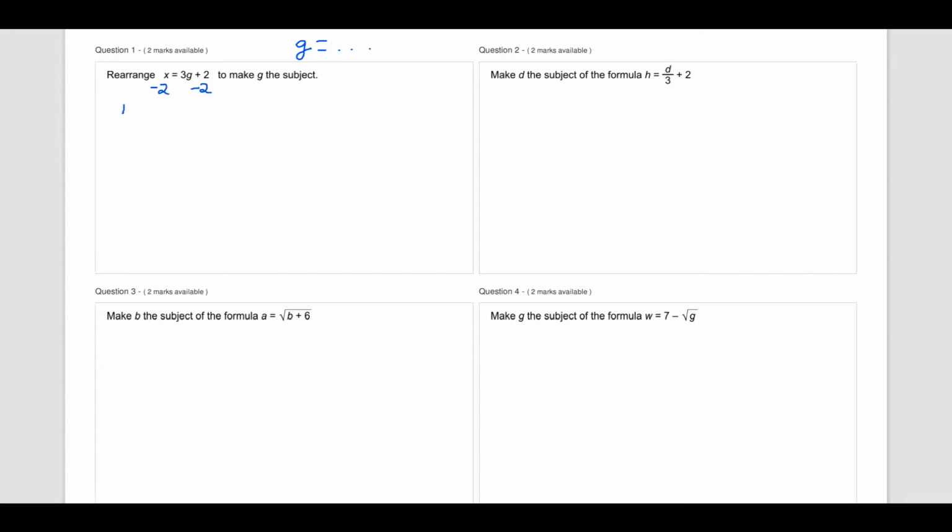So when I've done that, on the left-hand side of my equation, I now have x minus 2. On the right-hand side, I now have 3g, because obviously 3g plus 2, take away 2, is just 3g. So I can write this as 3g is equal to x minus 2. But 3g, I can remember, is 3 times g. So to get g on its own, we need to do the opposite of timesing by 3 on both sides, which is dividing by 3. So on the left-hand side, I now have g. On the right-hand side, I have x minus 2 all over 3. And that would be my answer.